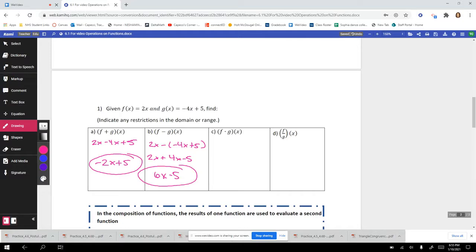Moving on to multiplication, I'm going to take 2x times negative 4x plus 5, and I have to distribute that 2x through. So I get negative 8x squared plus 10x.